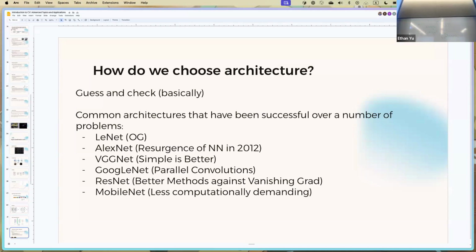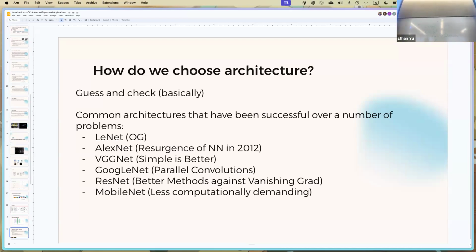We have ResNet, which has some better methods against vanishing gradients. I think what they do is skipping. So basically, if I have layer 1, layer 2, layer 3, layer 4, some of the data from here will skip over to here. And then when you're calculating the gradient, because this data was influenced by this data, you don't need to calculate all these intermediate gradients. You can just go straight from here to here. So it eliminates some of the vanishing gradient problems because we do less gradient multiplication.